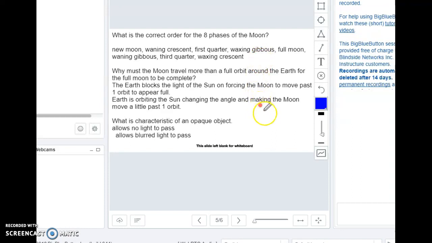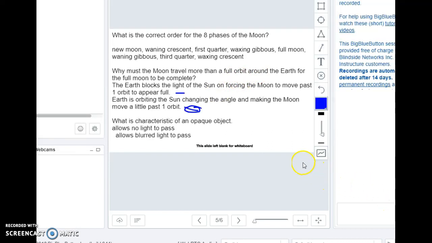All right, our next question. Why must the moon travel more than a full orbit around the Earth for the full moon to be complete? The Earth blocks the sunlight of the sun, forcing the moon to move past one orbit to appear full. Or, Earth is orbiting the sun, changing the angle and making the moon move a little past one orbit. So you have a 50-50 here. And the correct answer is this last one. Earth is orbiting the sun, changing the angle and making the moon move a little past one orbit.